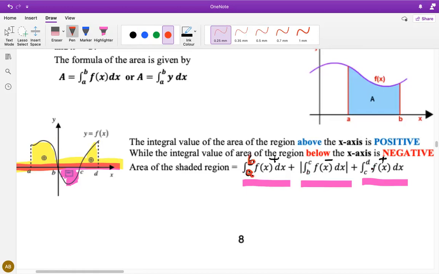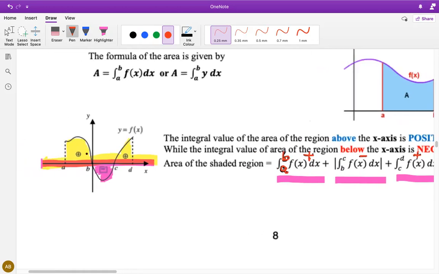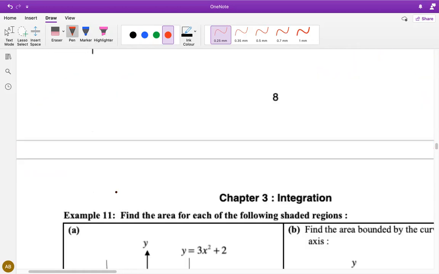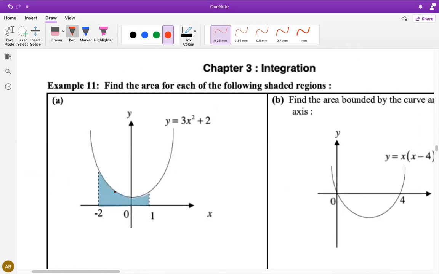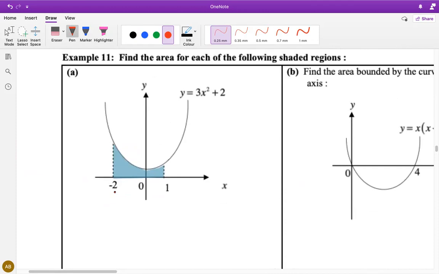Then b to c, c to d. This one is positive, this one is negative, this one is positive, so you have to separate it into three parts. You cannot combine it. If you combine it, the area will be less than expected. The area above is positive and the area below is negative.